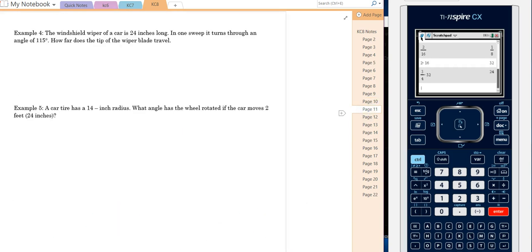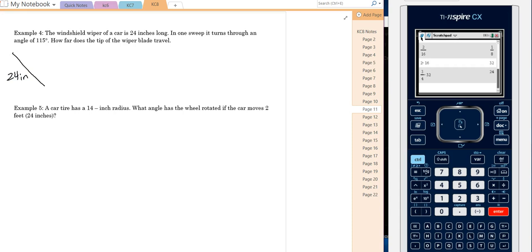Last couple examples here on the back side. Same kind of idea. We have to draw a scenario and we have to use our formula to solve for our arc length. So in number 4, it says the windshield wiper of a car is 24 inches long. So kind of thinking of your car here, you have a windshield wiper. I'm just going to draw it going in the air. This is going to be 24 inches long.